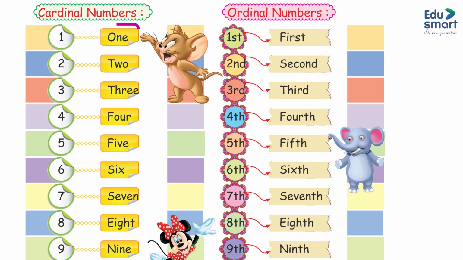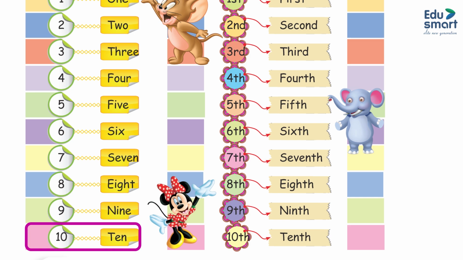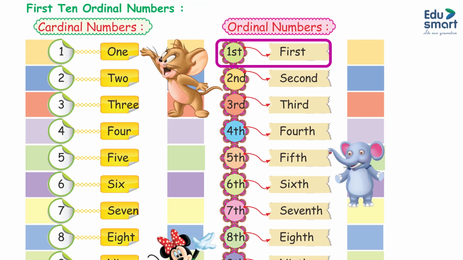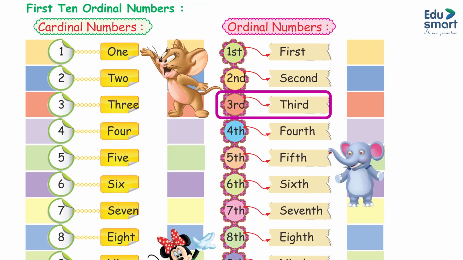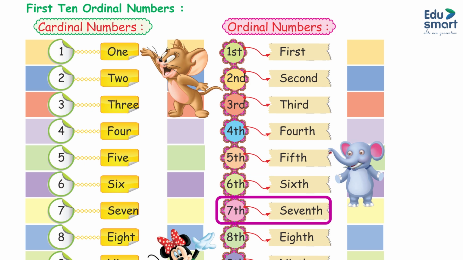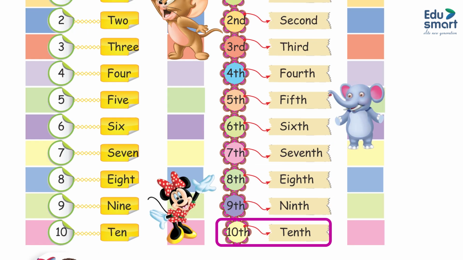Cardinal numbers: 1, 2, 3, 4, 5, 6, 7, 8, 9, 10. Ordinal numbers: first, second, third, fourth, fifth, sixth, seventh, eighth, ninth, 10th.